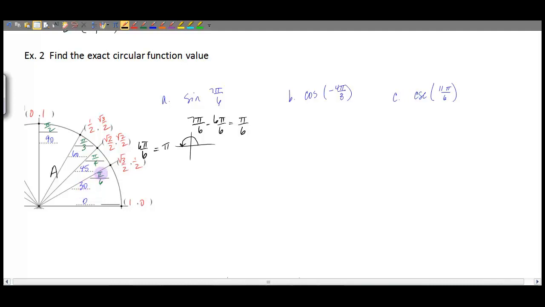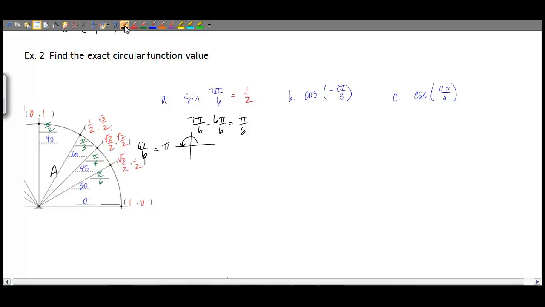Okay, so pi over 6 becomes our reference angle for 7 pi over 6, so I can figure out what the sine is of 7 pi over 6, and it is going to be negative 1/2. So using reference angles, just like we've done in previous sections, we're going to give the function value. Okay, so let's practice that again.